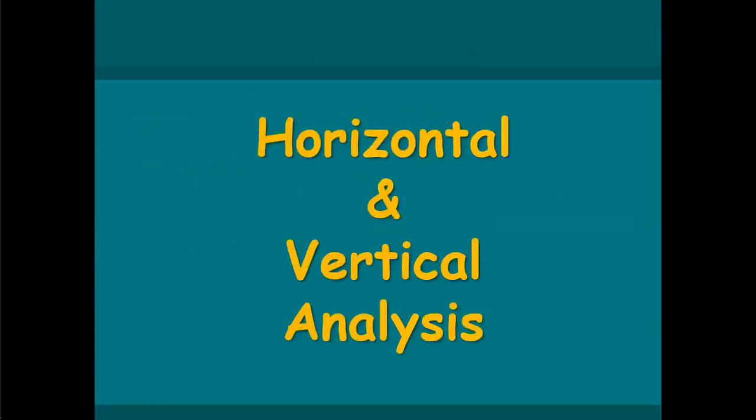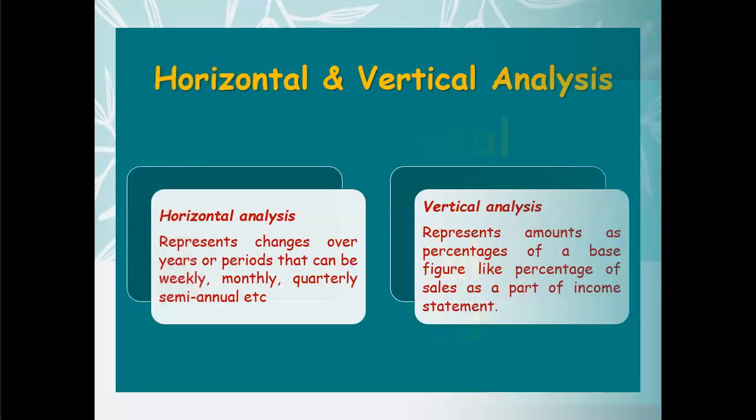Today we are going to discuss horizontal and vertical analysis. First of all, what do you mean by horizontal analysis? Horizontal analysis represents change over a year or a period, which can be weekly, monthly, quarterly, semi-annual, or annual. Here we have a comparison on an annual basis. Vertical analysis represents an amount as a percentage of a base figure, like a percentage of sales as a part of income, and the percentage of different variables as a part of assets.